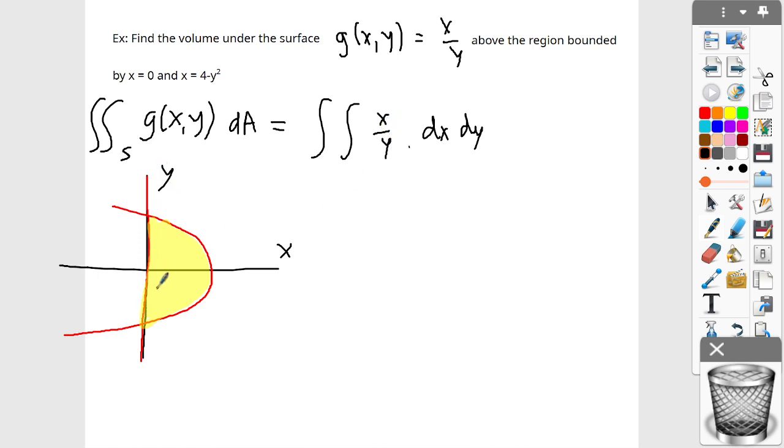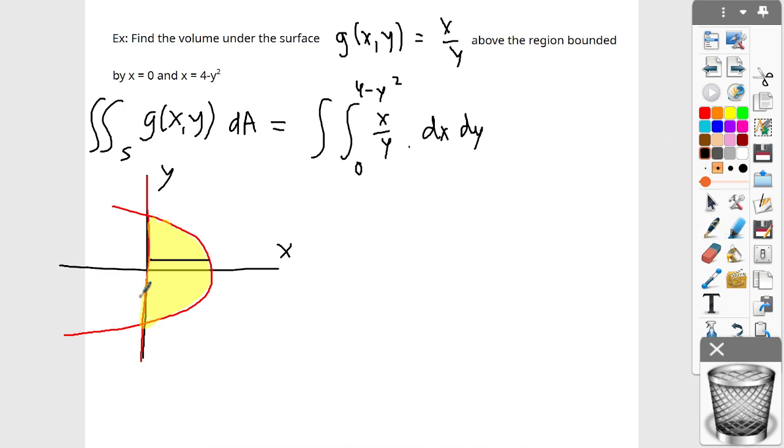We have the low x, we have to integrate from the lowest x, which is 0, right? 0 to 4 minus y squared. That's called a representative slice. So we integrate from the lowest x to the highest x. It's sliced just to make us recognize what we're integrating.